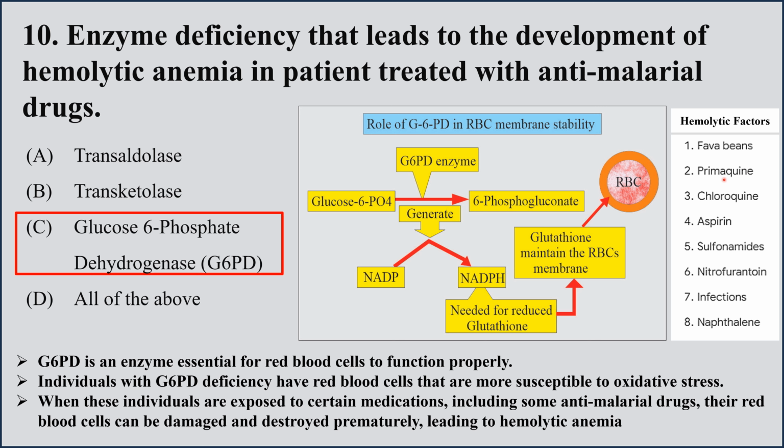Similarly, there are some other medications like primaquine, chloroquine, aspirin, sulfonamides, and nitrofurantoin, and similarly there are certain infections. There are also certain chronic diseases, infections and inflammations which cause increased oxidative stress, and if there is G6PD deficiency, then there will be no compensatory mechanism to reduce the oxidative stress, and that will lead to hemolysis and disruption of RBCs.